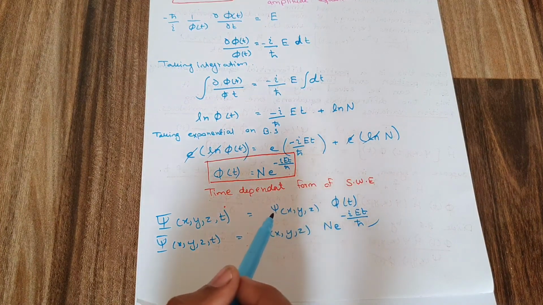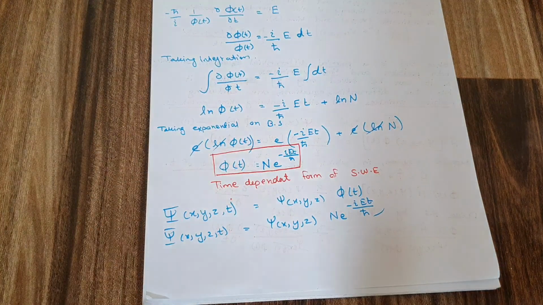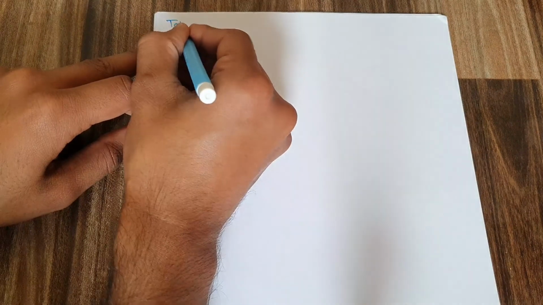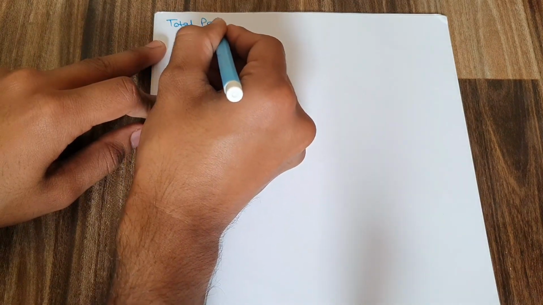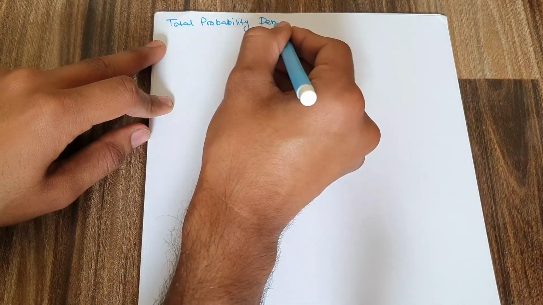So the next thing that I'm going to do is to find the total probability density. Okay, so I'm going to find the total probability density. Moving on to the next page. So the next thing I'm going to do is finding the total probability density.